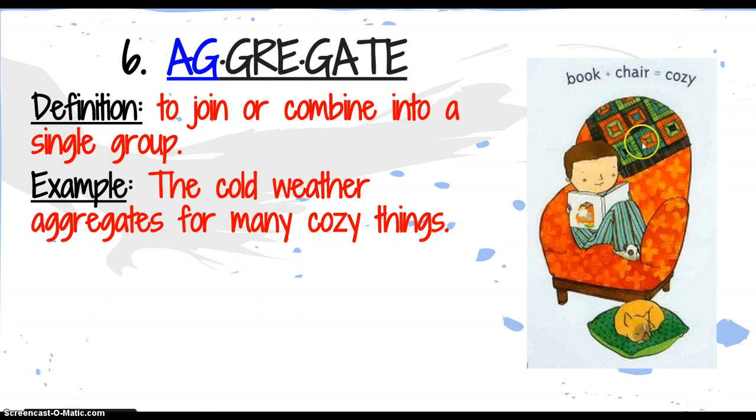I've included this little picture that says book plus chair equals cozy. So this little guy, his chair and his book make him cozy. I'm going to continue the rest of the vocabulary words in the next video.